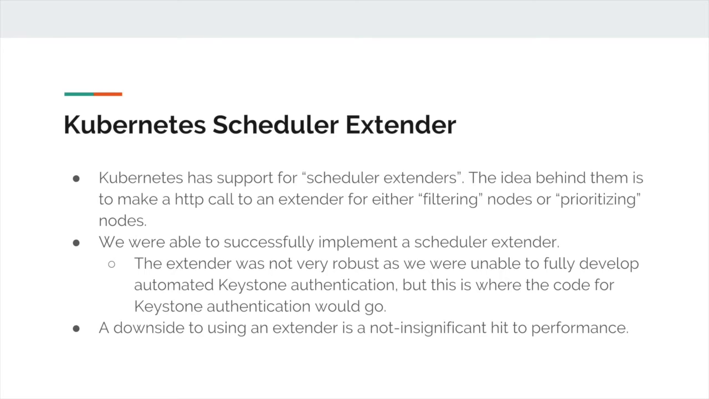We were able to successfully implement a scheduler extender, which was able to deploy on a single namespace per node basis or multi-tenant nodes. However, we found that while this worked, it does have a performance hit, and since we hadn't developed a very robust Keystone authentication integration, there wasn't necessarily a need yet for using an extender. As such, we decided to see if we could enforce single tenant and multi-tenant deployments just using the default Kubernetes scheduler flags.